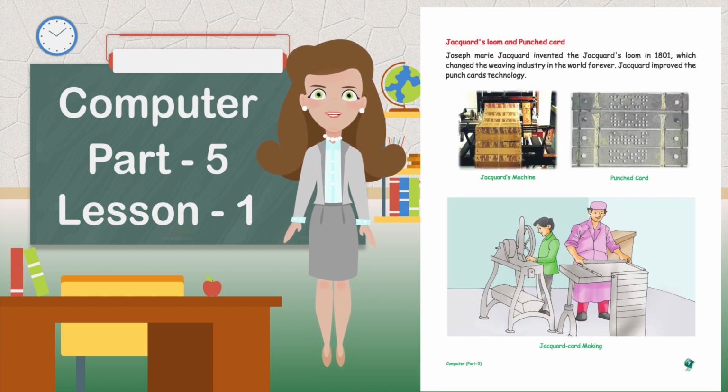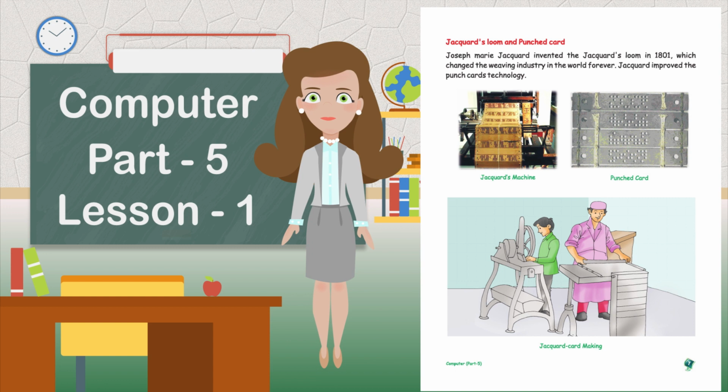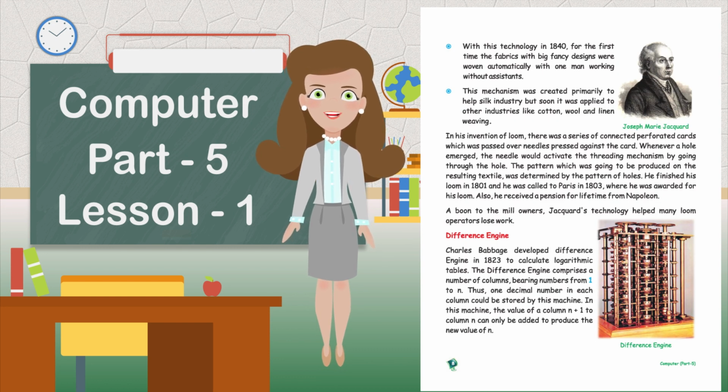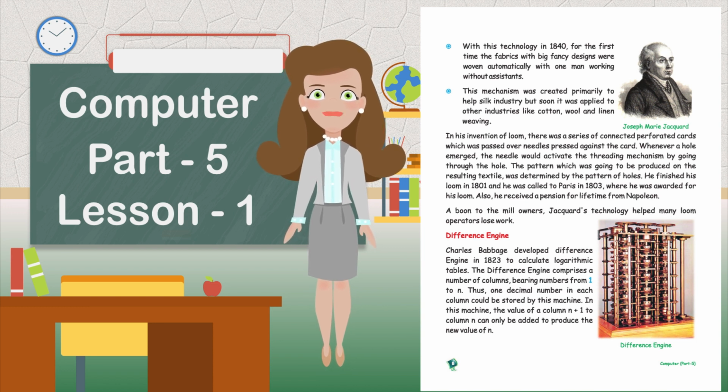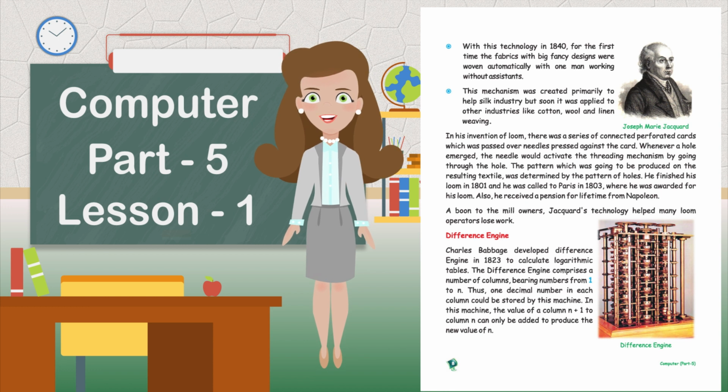Jacquard's loom and punched card. Joseph Marie Jacquard invented the Jacquard's loom in 1801, which changed the weaving industry in the world forever. Jacquard improved the punch card's technology. With this technology in 1840, for the first time, the fabrics with big fancy designs were woven automatically with one man working without assistants.